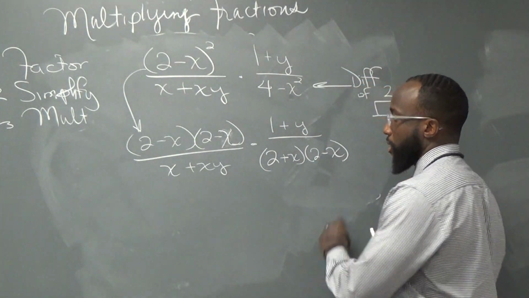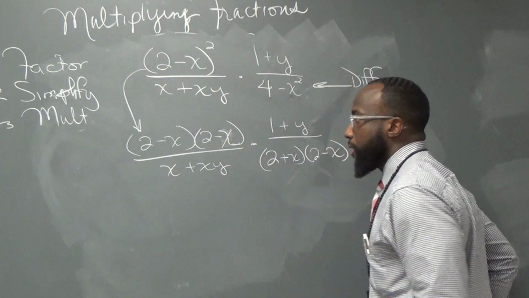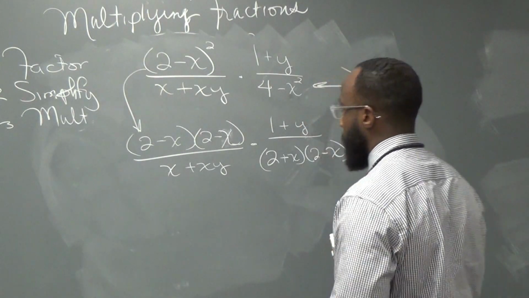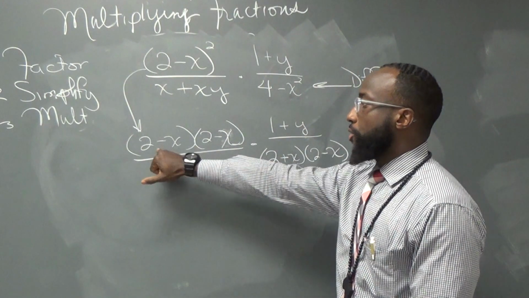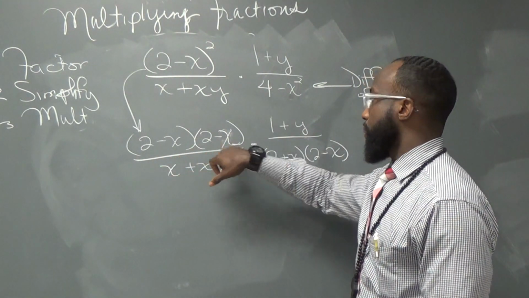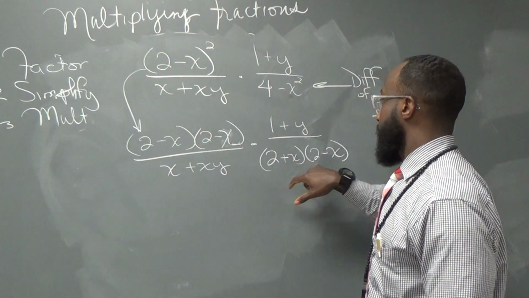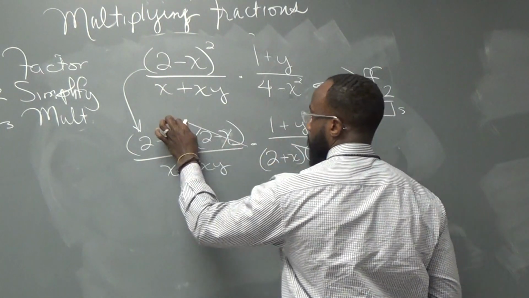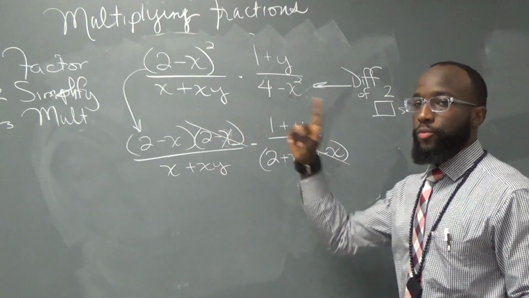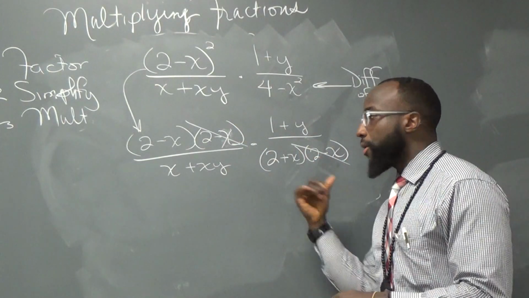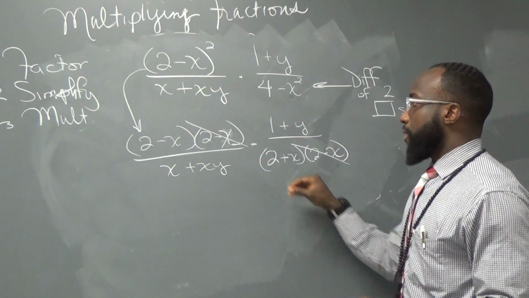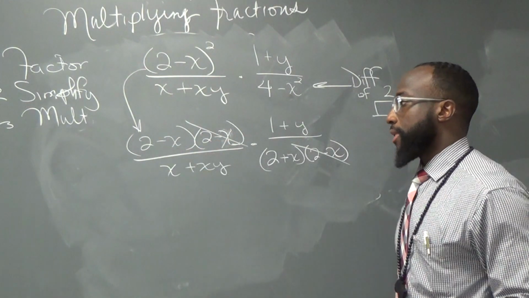The next thing you want to do is simplify. So we're going to look across from each other and see what can cancel out to be 1. We got a 2 minus x, 2 minus x. We have a 2 plus x and we have a 2 minus x. Well, there is one 2 minus x, so that can cancel to be 1. It doesn't cancel out to 0, so this cancels to be 1, and so we don't have to write it anymore. So we're only left with one 2 minus x here.